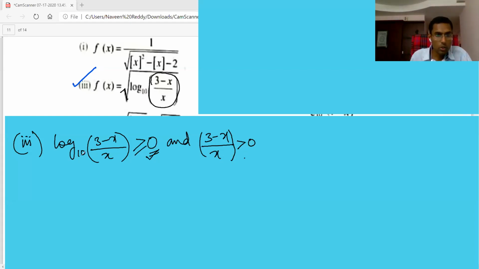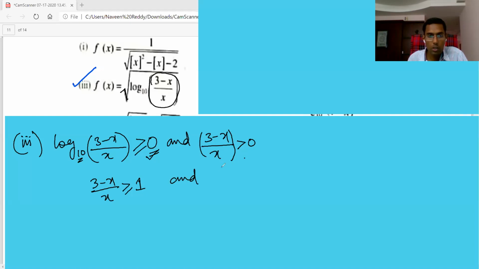Okay, all right. So now if you send this 10 to this side, then (3 minus x) by x is greater than or equal to 10 power 0. I already told you this in logarithm properties. If the base is 10, then this must be greater than or equal to 1. And this one is greater than 0. How do you solve this one? Already we discussed. And this one, how do you solve?